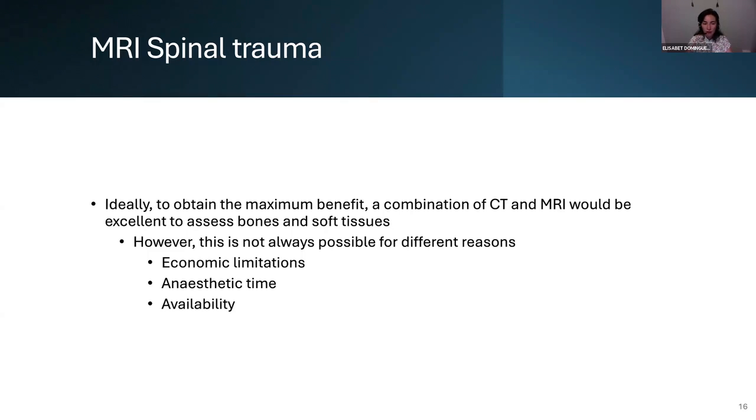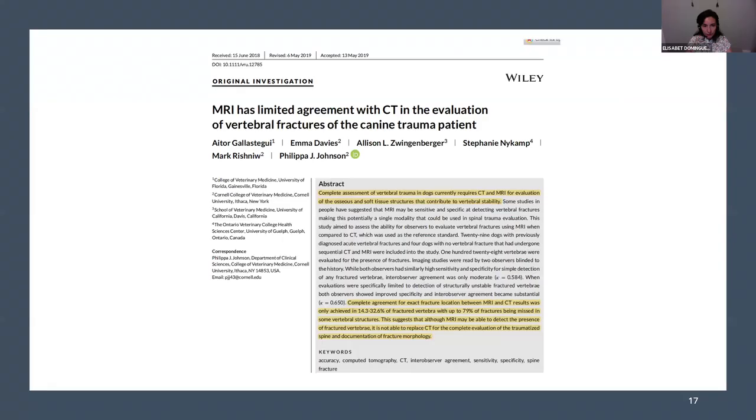But if we wanted to assess everything, that would be the best option at the moment. There are some studies that have compared the MRI and CT, their agreement in the evaluation of vertebral fractures in dogs with trauma. That was published some years ago, 7 years ago. Wow, time flies.